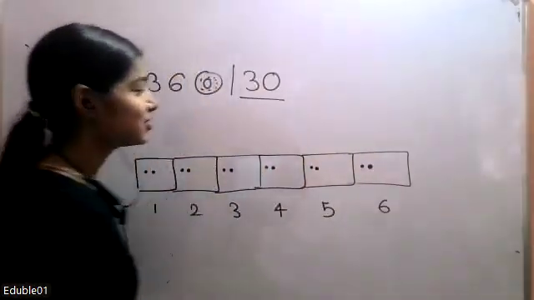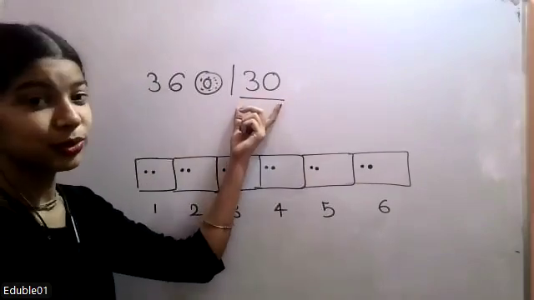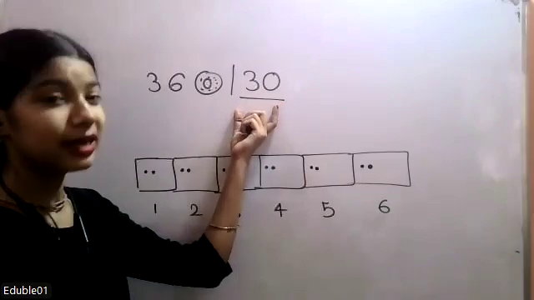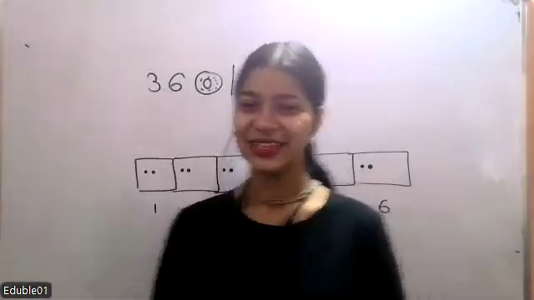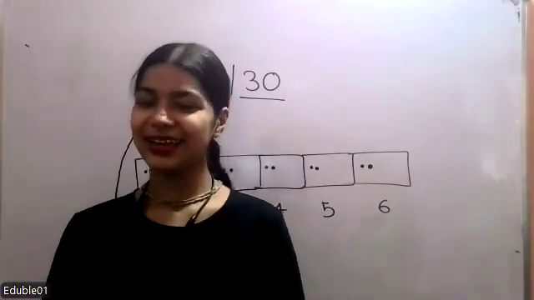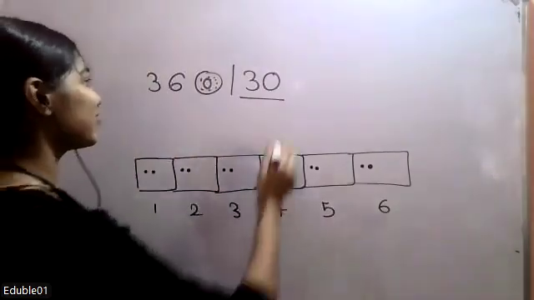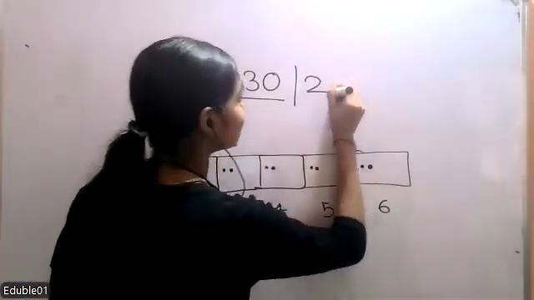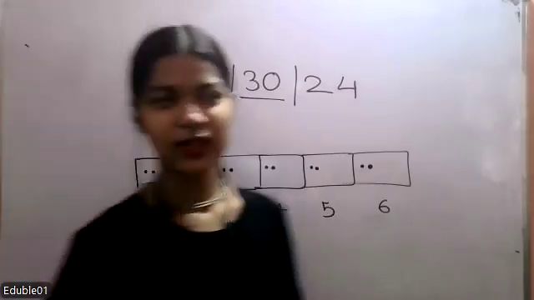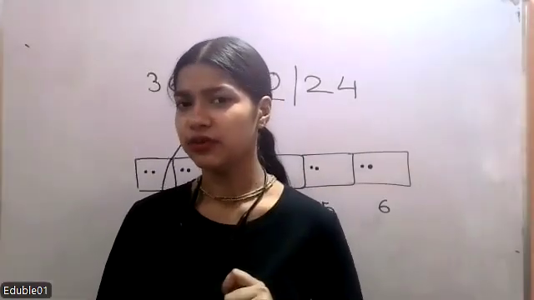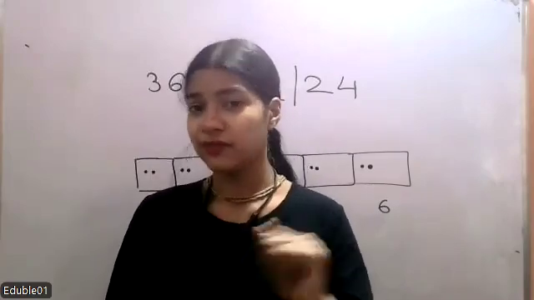So now every friend has two donuts, and I have distributed 6 donuts from 30. So what is 30 minus 6? Come on, quickly. Think in your mind and tell me the answer. Very nice. It is 24. Very good.